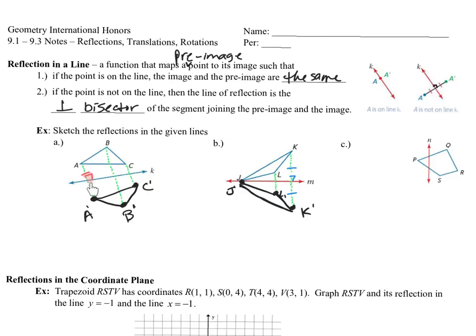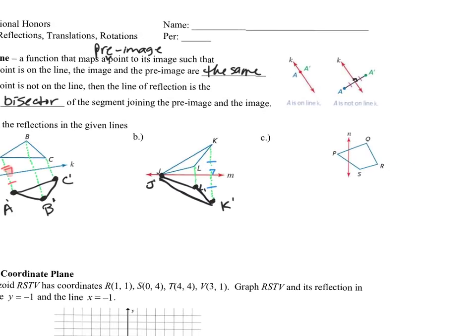In other words, if you were to fold your paper along line K, A would land on A prime, B would land on B prime, and C would land on C prime. Okay, let's do one more example. And this one's kind of interesting because the line of reflection goes through the shape.